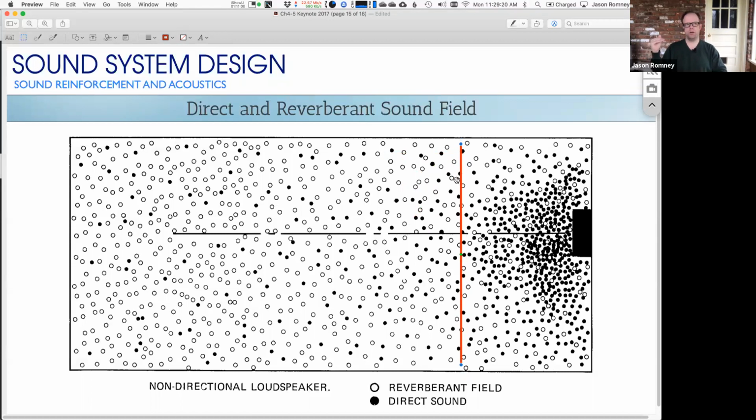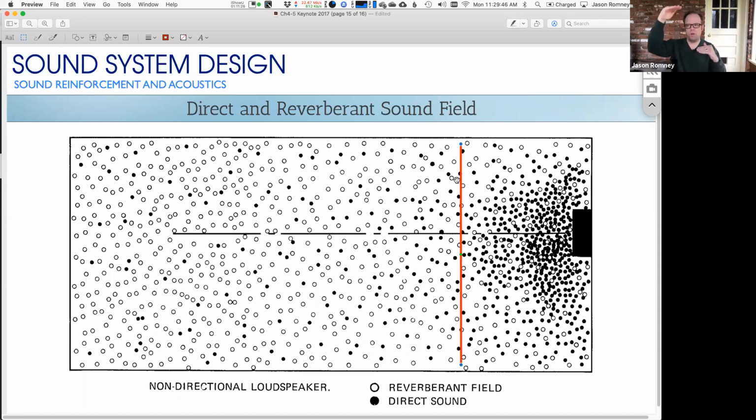And in order for intelligibility to happen, in order for us to be able to understand the information that is coming from the talker to the loudspeaker, the direct sound needs to be, the peaks of the direct sound need to be around 20 to 25 dB louder than the noise floor. Or in this case, 20 to 25 dB louder than the reverberation. And if it's any less than that, you're going to have a hard time understanding.